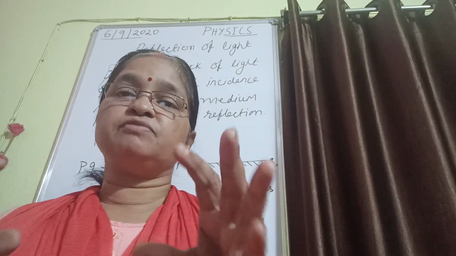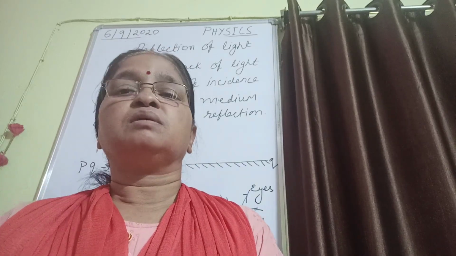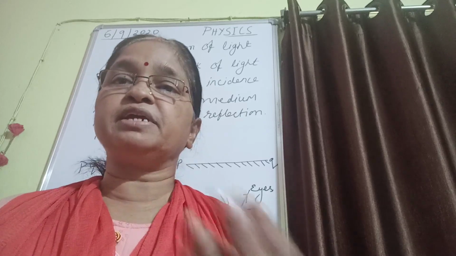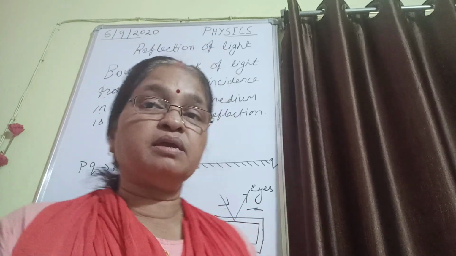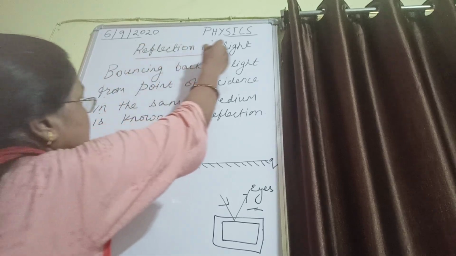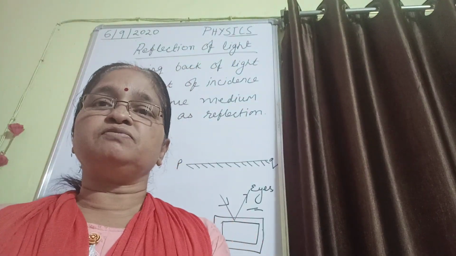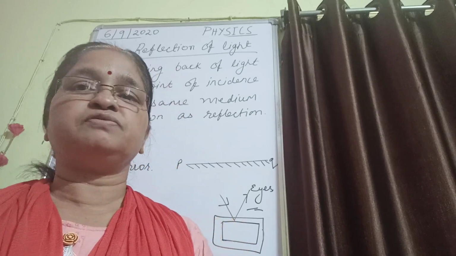If no light falls on the book, the book is there, but we cannot see it because the reflected light is not entering our eyes. So today we will proceed with our chapter, that is reflection of light. Let us see what this reflection of light is.